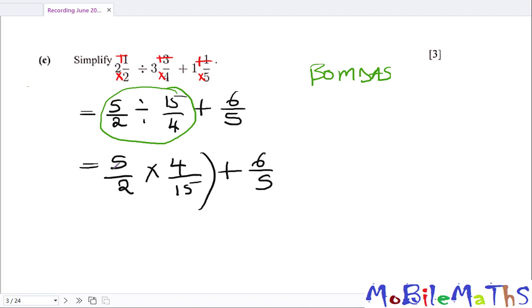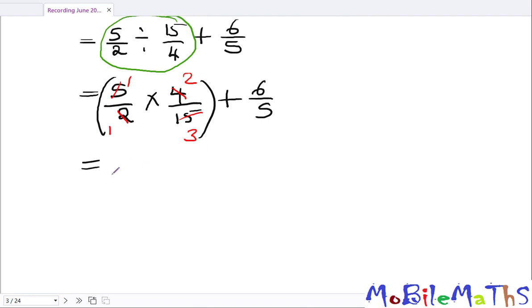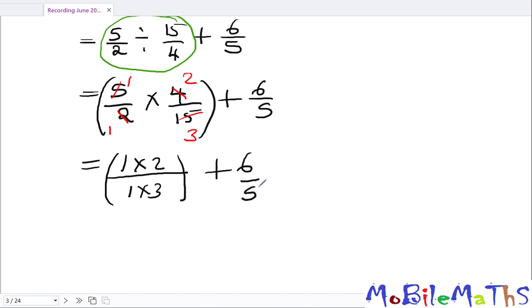I'm not going to leave it, but first I know I'm going to solve the multiplication part first. So dividing here, 2 can go into 2, 1, 2 into 4, 2, 5, 1, 5 into 15, 3. Okay, I know you can use a calculator, but I like to try to simplify things before I punch in a calculator. So this is like 1 times 2 divided by 1 times 3. So in other words, I have 2 over 3, then plus 6 over 5. So that's basically what we have here.